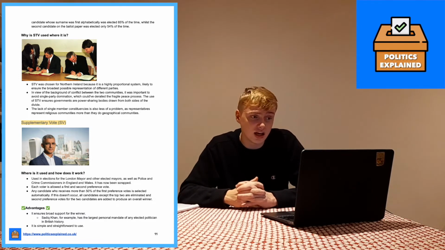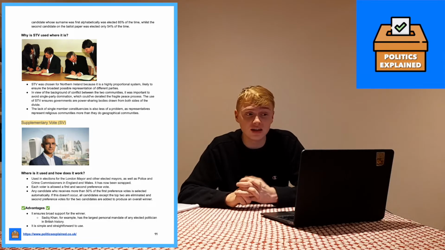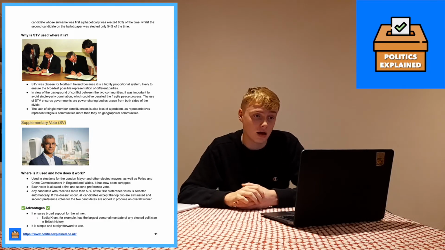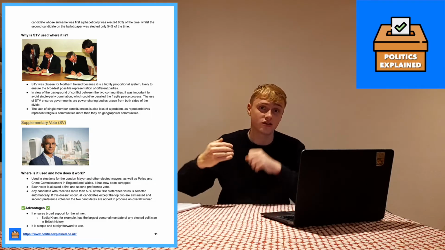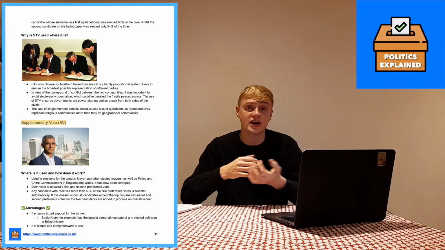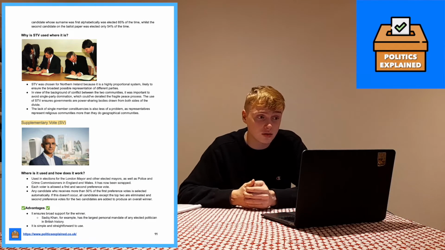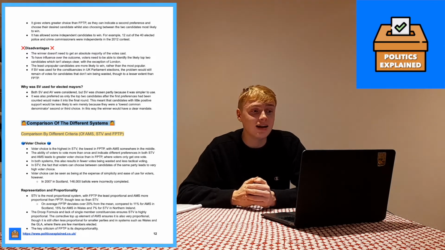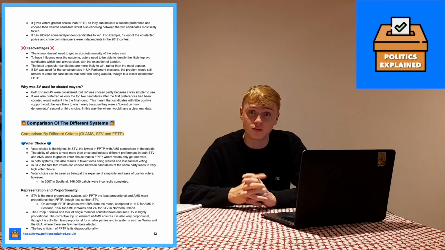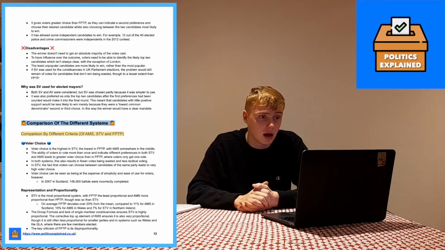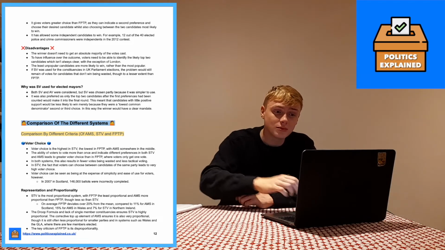So advantages: it ensures broad support for the winner. So Sadiq Khan has a really strong personal mandate, because he has a majority of London, right? Especially if you take into account those second preference votes. Secondly, it's simple and straightforward to use for voters. And it gives voters greater choice than first past the post because you get a first and a second preference. And it's also allowed some independent candidates to win.